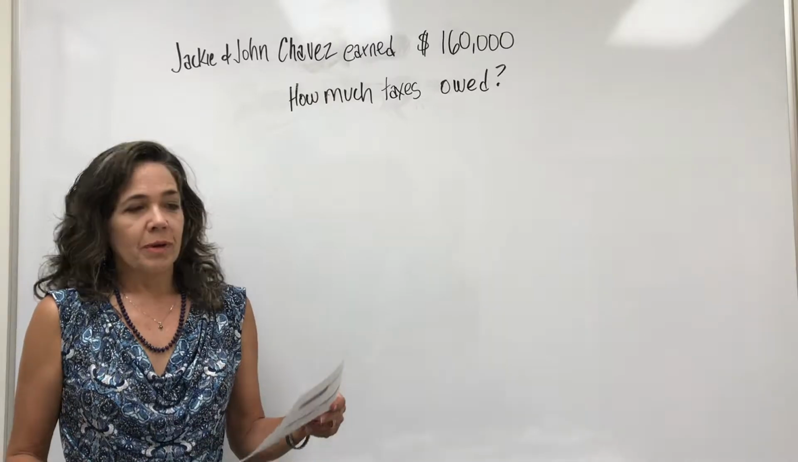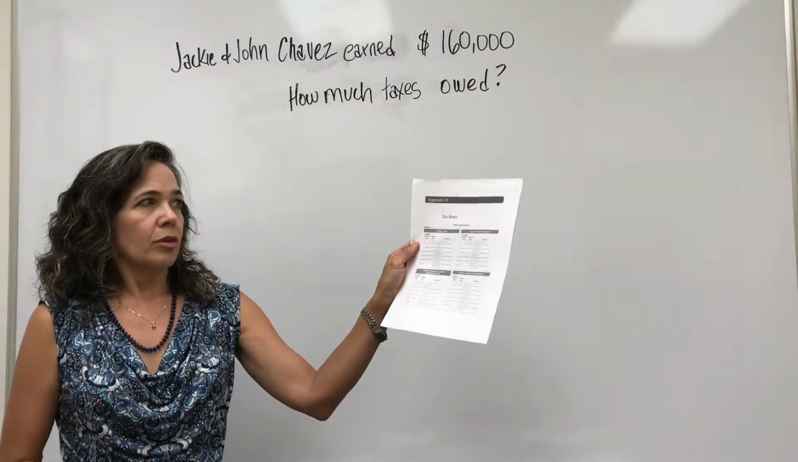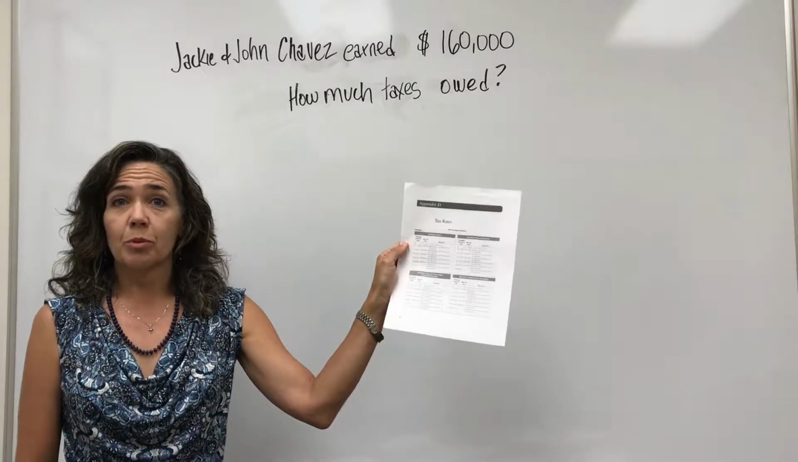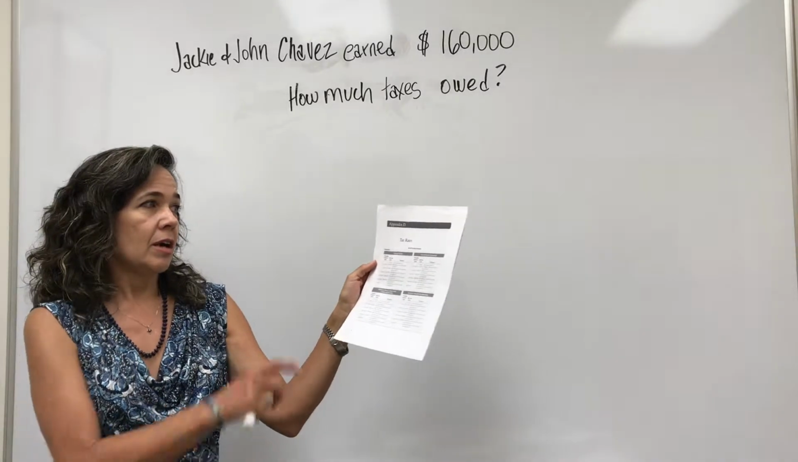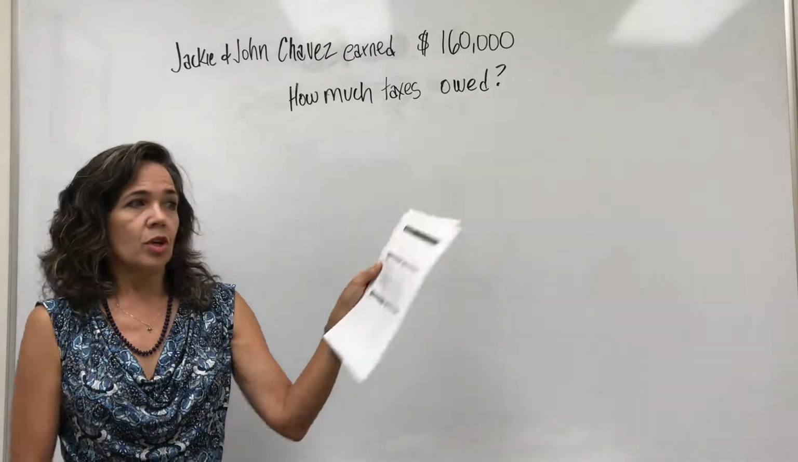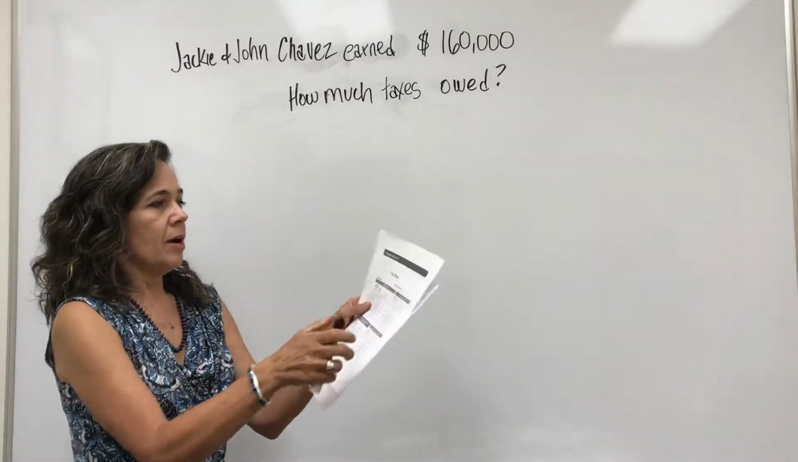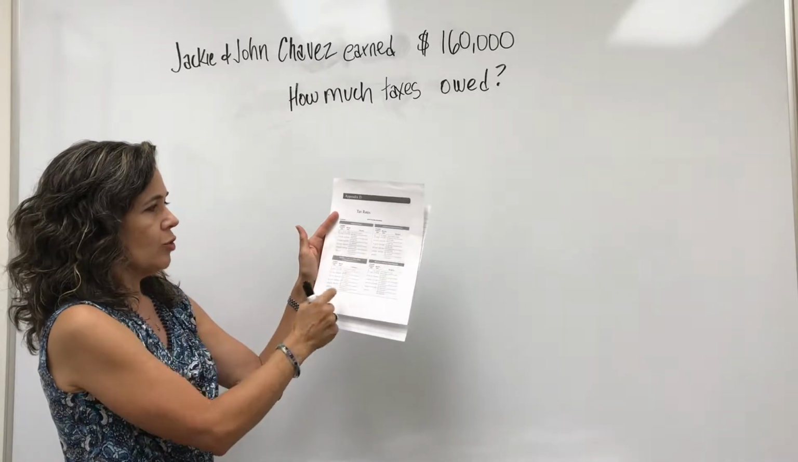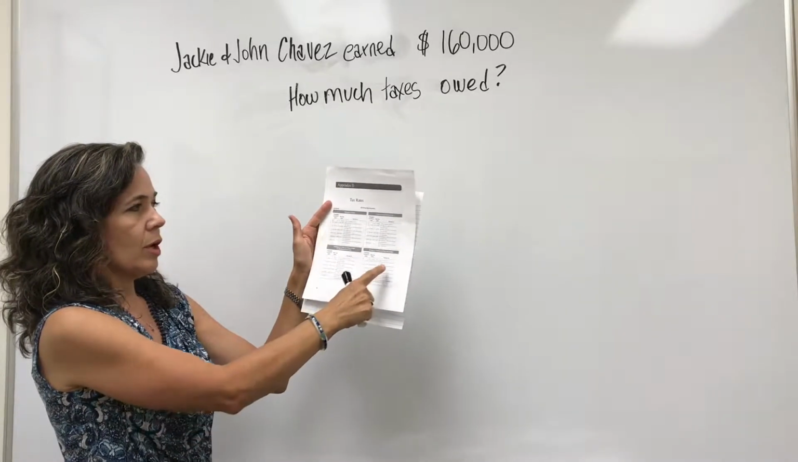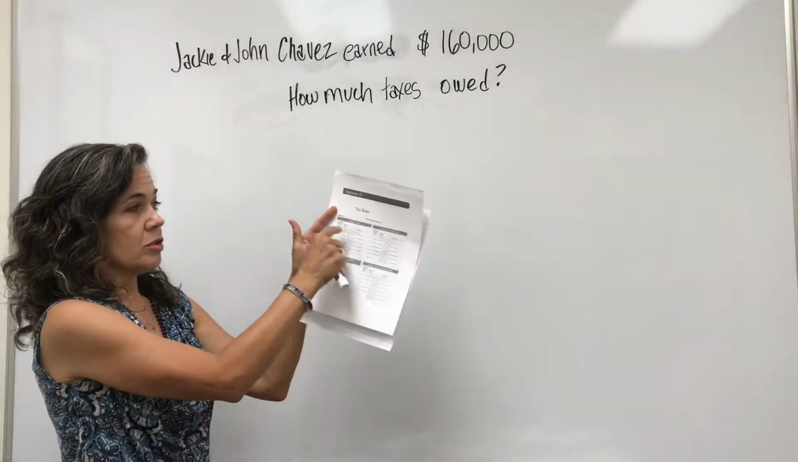The first thing you want to make sure that you do is print out the tax rate schedule. This is in the textbook, but it's also up in instructor resources. This is the 2018 tax rate schedules. Print this out front and back. It's broken down by single, head of household, married filing joint, qualifying widow, and married filing separate. These are the different statuses.